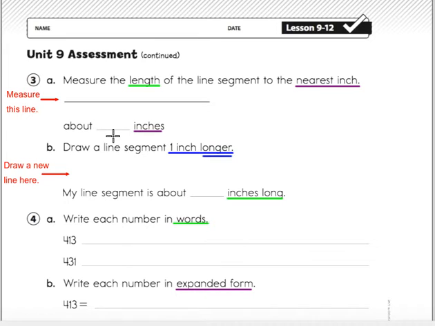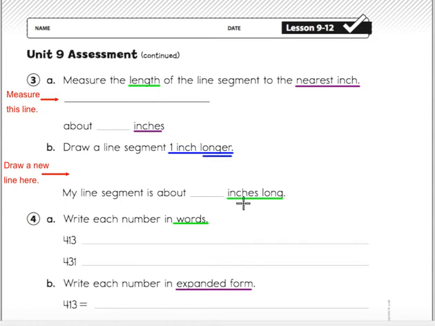Now, in part B, you're going to draw a line segment 1 inch longer. So you're going to redraw this line segment, but you're going to draw it down here on your own. You know how many inches, you put it right here. How many inches was that? Draw it here. Now could you add 1 more inch to the end of that? Extend that line segment 1 more inch.